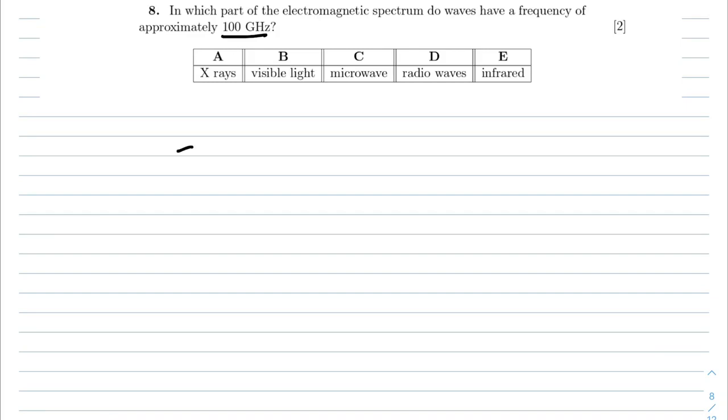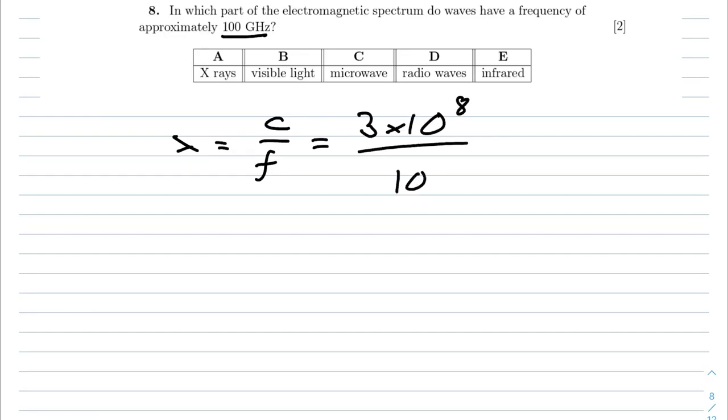So the first thing I'm going to want to do is to convert this into a wavelength using the wave equation. We put in the speed of light, and then 100 gigahertz is 10 to the 11 hertz. That gives us 3 times 10 to the minus 3 meters, which is 3 millimeters.